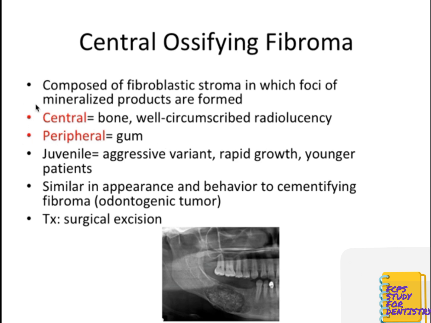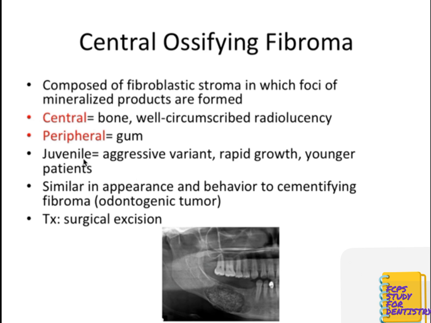Now, if you watched my last video on odontogenic tumors, we talked about central odontogenic fibroma and the peripheral version, and the same theme is here. The same theme in that central is referring to the lesion occurring in bone. In this case, it's going to be a well-circumscribed radiolucency with this ossification product in the center, and peripheral, meaning that it's occurring in the gum tissue. And you're not going to see this iconic radiolucent appearance.